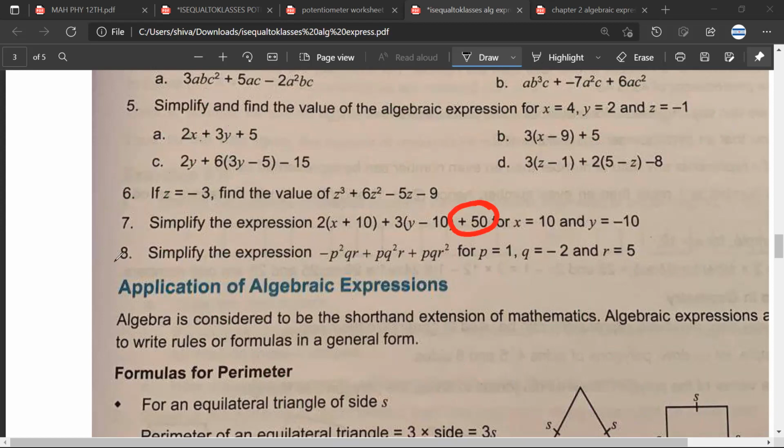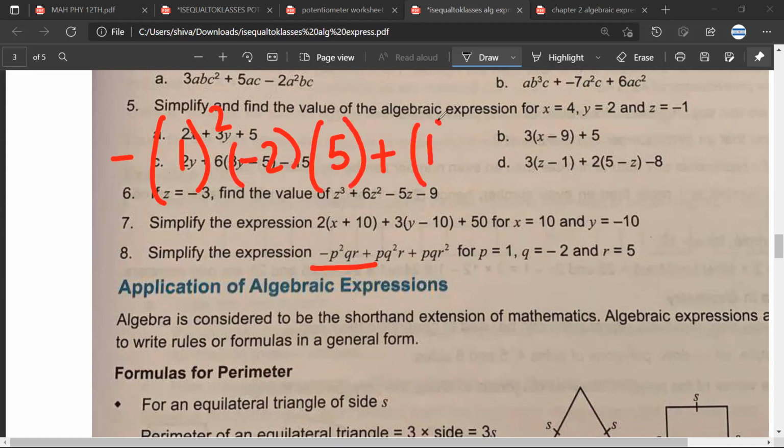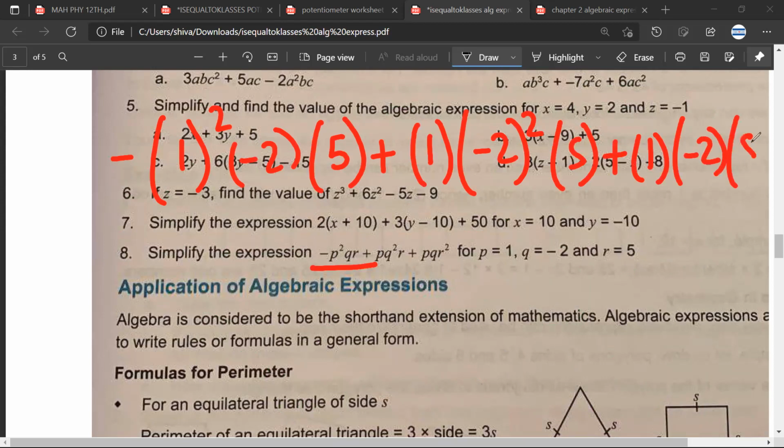Okay. Mr. Sarthak, how should I do question number 8? So it will be minus 1 raised to power 2 into minus 2 into 5 plus 1 into minus 2 raised to power 2 into 5 plus 1 into minus 2 into 5 raised to power 2. So it will be minus 2 into 5 plus 4 into 5 plus minus 2 into 25. So minus 15 plus 20 plus minus 15 minus 50. Minus 65 plus 20, answer is 45. Minus 45.